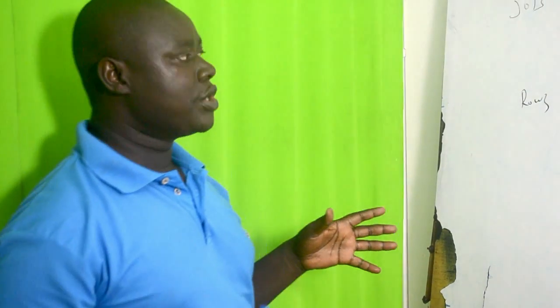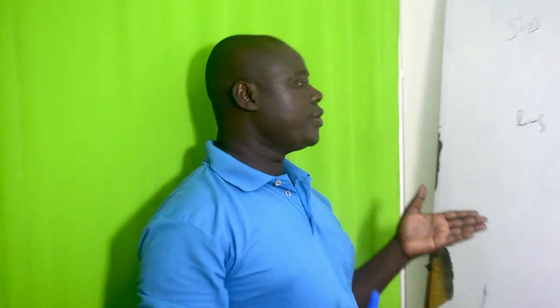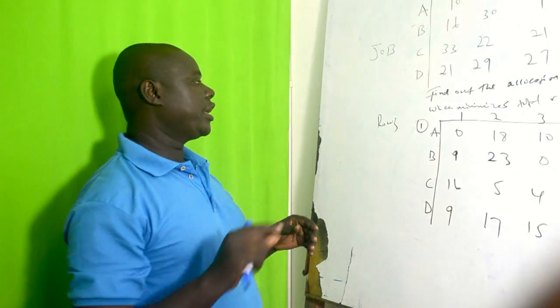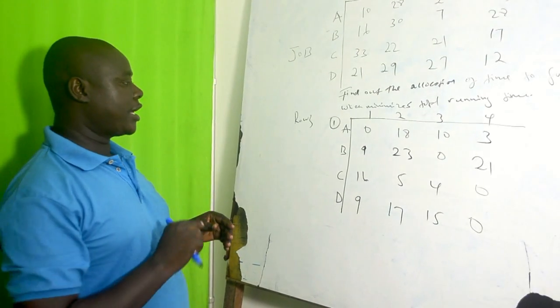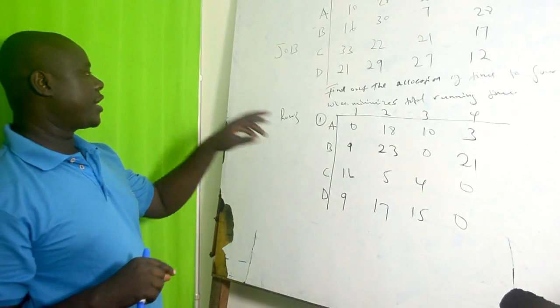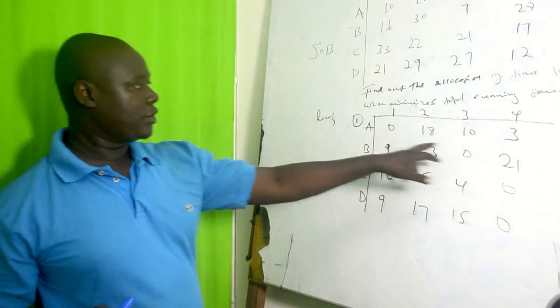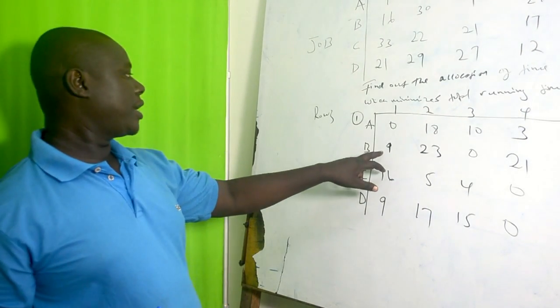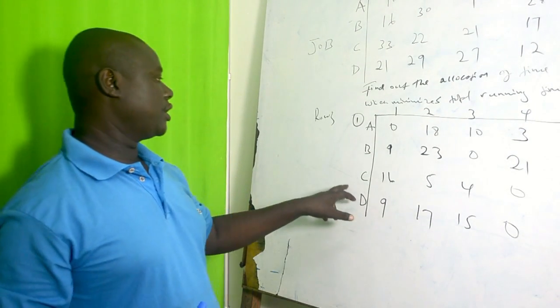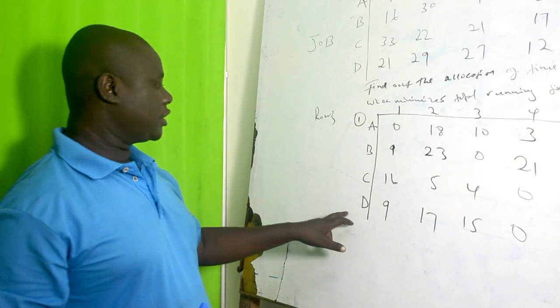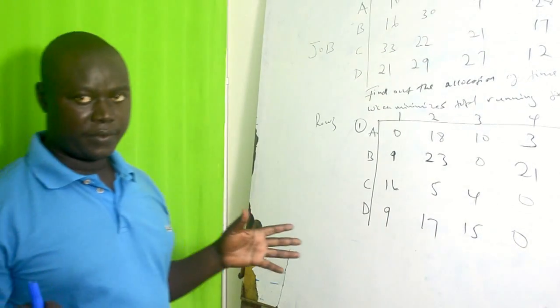Now, after doing the first step, you have to look at whether you have 0 in all rows and all columns. If we come to row 1, we have 0, which is here. This one, we have 0. This one, we have 0. This one, we have 0. So we don't have a problem with that.